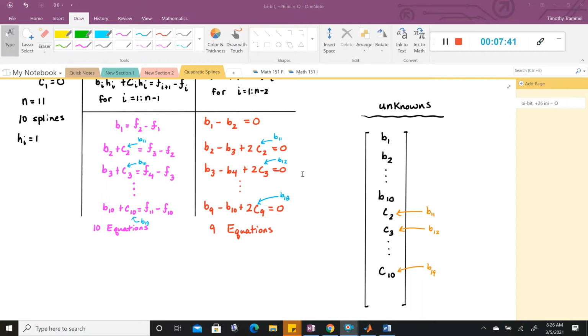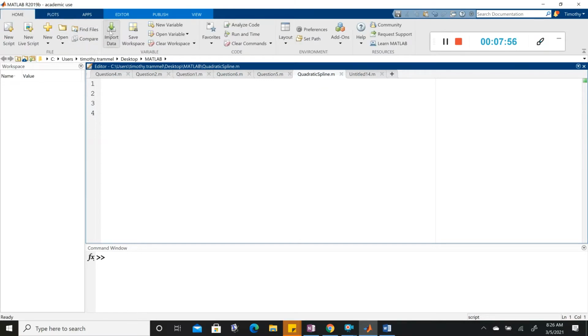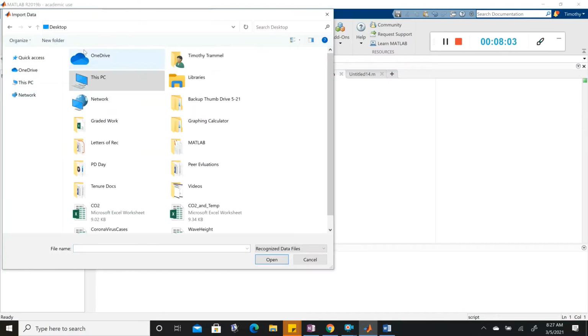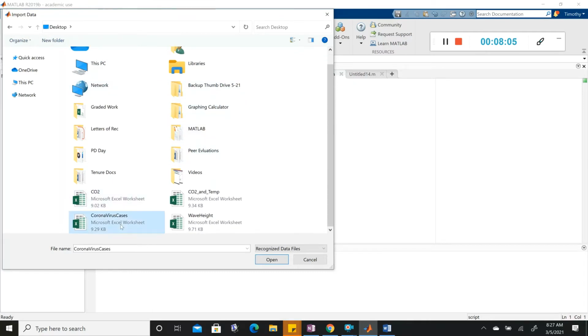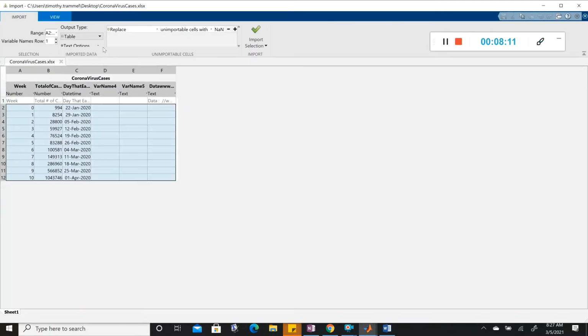Let's work our way into MATLAB and at least get the data imported, and then we'll start trying to get our system of equations. So here we are. Again, I'm going to just import that coronavirus data. You might already have it in here, but I'm going to need to go to import data. I have this on my desktop, and coronavirus cases is what it's called.